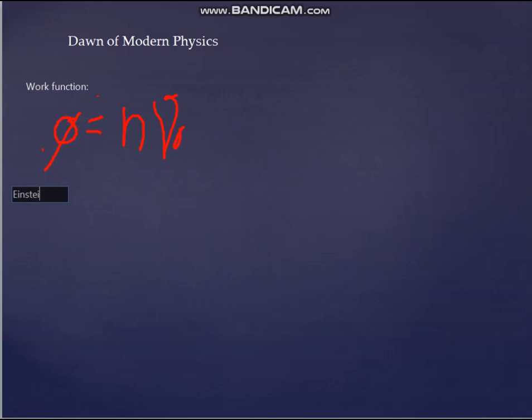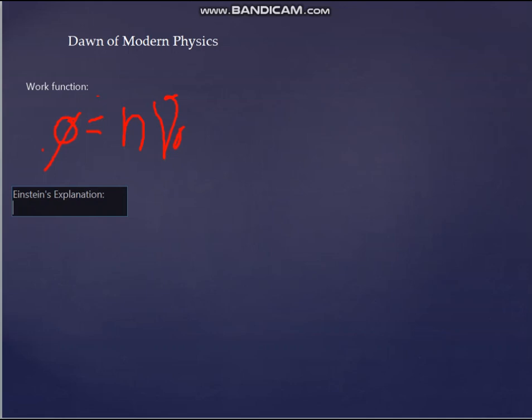Einstein's explanation. Okay, so what did Einstein say? Einstein explained the photoelectric effect on the basis of quantum theory of light. An electron would either absorb one complete photon or it would absorb none.